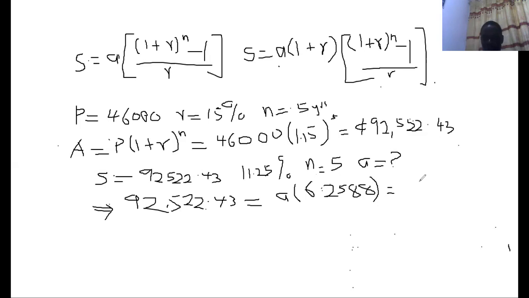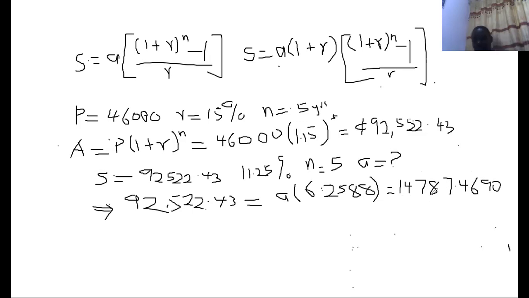Okay, so 92552.43. So that'll be 14,787.4690. So 4690.